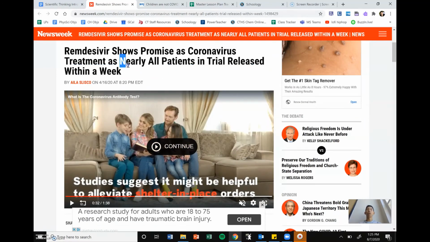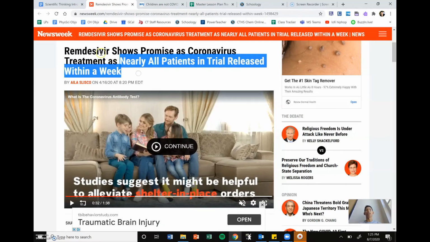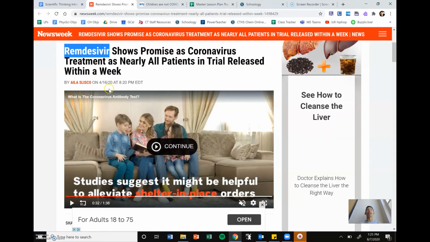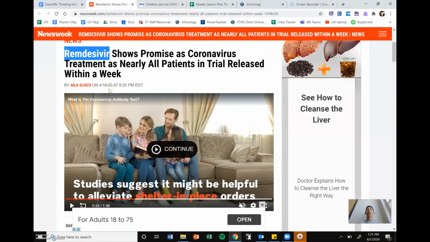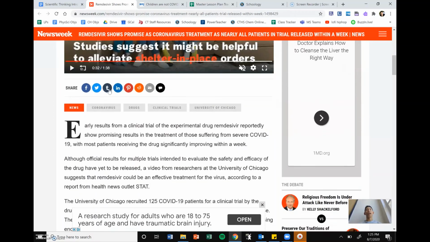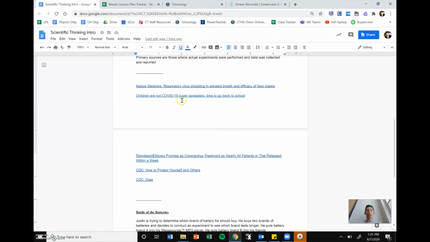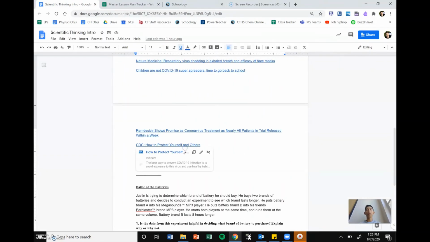And really, this article is trying to say that nearly all patients were released within a week because of remdesivir. Well, we cannot come to that conclusion just yet. This is a secondary source, and you have to be really careful about what assumptions they're making. Okay, let's take a look at a couple of others.